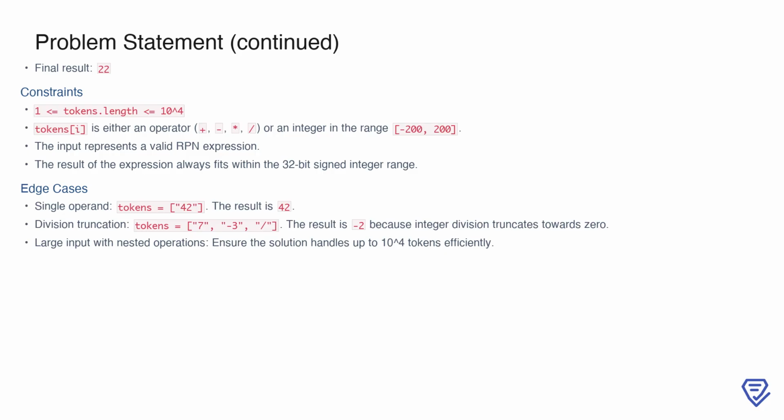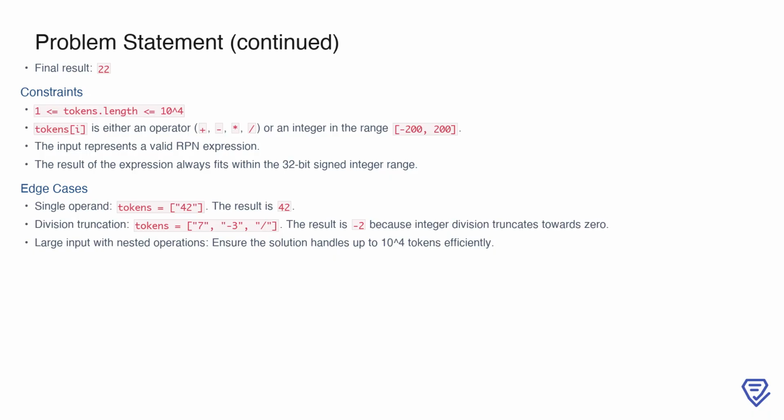Now, let's review the constraints and edge cases. The number of tokens will range from 1 to 10,000, and each token will either be an operator or an integer between minus 200 and 200. The input is guaranteed to represent a valid RPN expression, so no need to handle invalid cases.